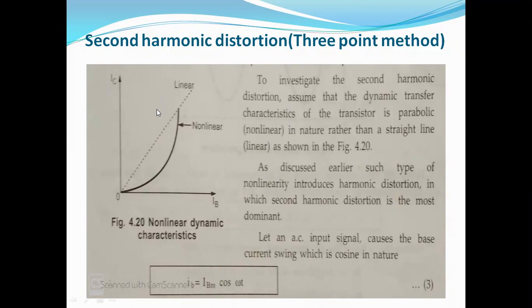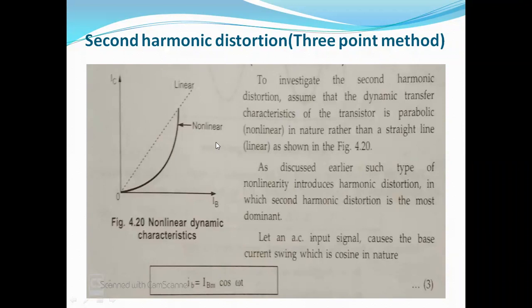But in practice that is not possible, because we may have some distortion. Because of that distortion, the curve becomes like this. It is non-linear, in a parabolic shape. Let us consider that we may have some distortion in our circuit or in our output. So let us find out that distortion due to the second harmonic frequency, and for that we are considering the non-linear characteristics. That is, the output is not reproduced faithfully because of this distortion.